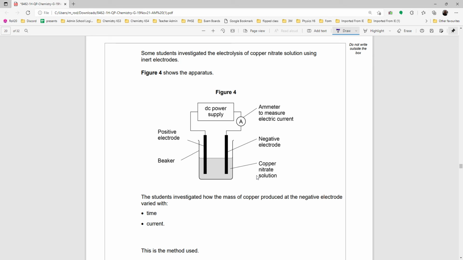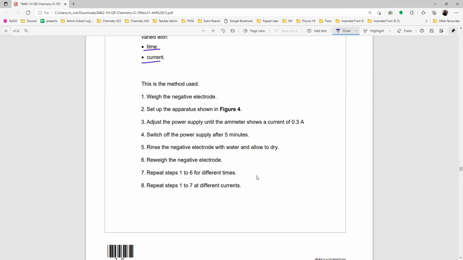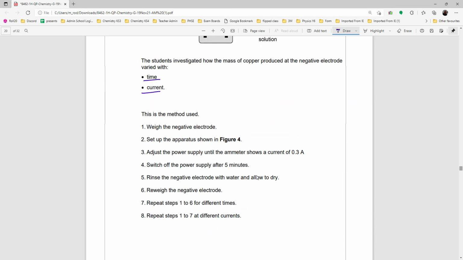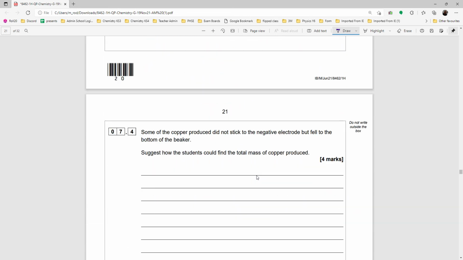Some students investigated the electrolysis of copper nitrate using inert electrodes. The student investigated how the mass of copper produced at the negative electrode varied with time and current. And that's quite a long list of what they did, so I'm not going to do that. I'm just going to jump ahead. Some of the copper produced did not stick to the negative electrode, but fell to the bottom of the beaker. Suggest how the student could find the total mass.